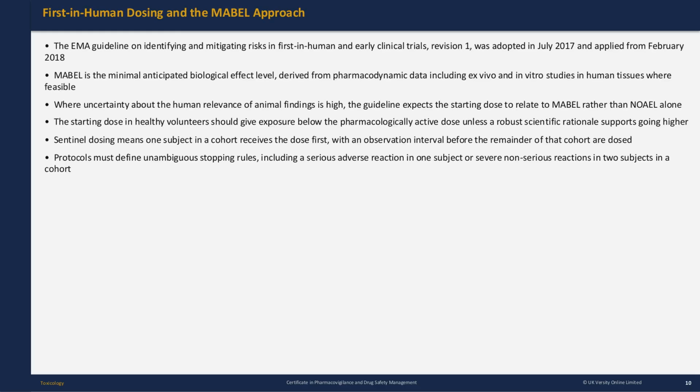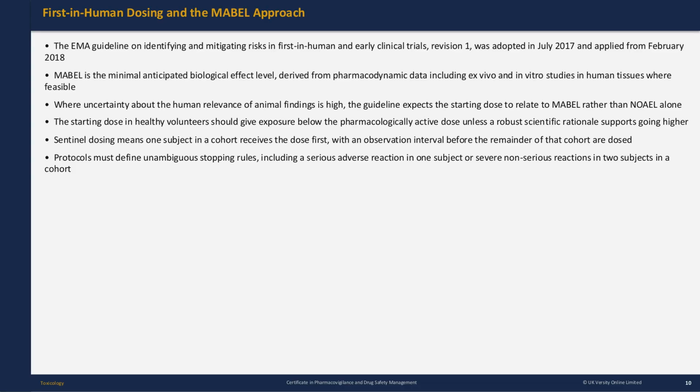First-in-human dosing and the MABEL approach. The EMA Guideline on Identifying and Mitigating Risks in First-in-Human and Early Clinical Trials, Revision 1, was adopted in July 2017 and applied from February 2018. MABEL is the minimal anticipated biological effect level, derived from pharmacodynamic data including ex vivo and in vitro studies in human tissues where feasible. Where uncertainty about the human relevance of animal findings is high, the guideline expects the starting dose to relate to MABEL rather than NOAEL alone.